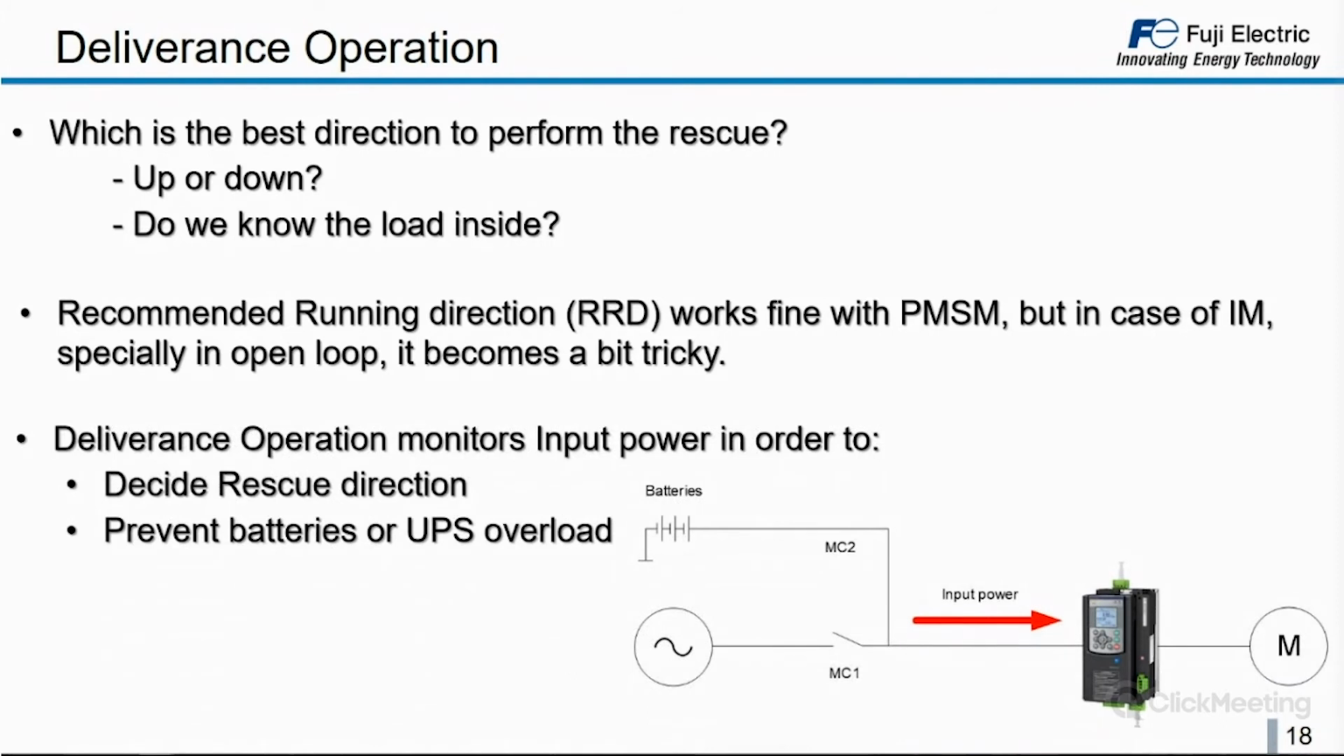This is why we have included a new function in LM2, which is called deliverance operation. Basically, by monitoring the input power of the inverter, we decide if the rescue is being done in the right direction or not. In other words, the inverter will try to move the lift in the up direction, then the down direction. The inverter will check the input power. We will see if it's under a certain level, and if it's okay, then the inverter will perform the rescue. If not, the rescue operation will stop.